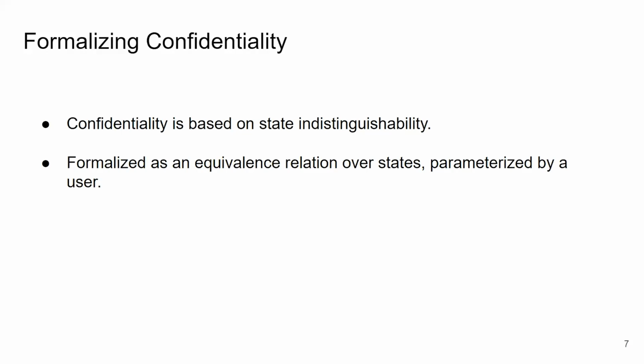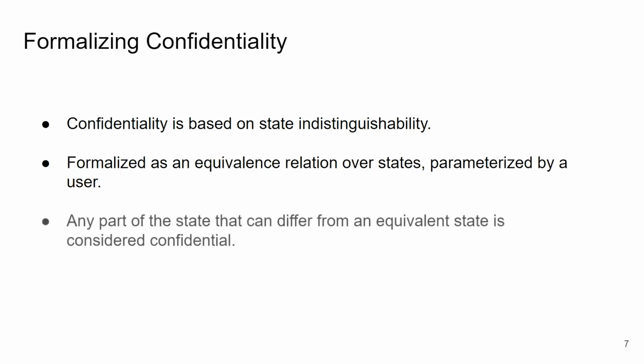Indistinguishability is captured with a family of equivalence relations parameterized by a user. This parameterization captures that different parts of the system can be considered confidential for different users. Any part of a state that can differ between equivalent states is considered confidential for that user.